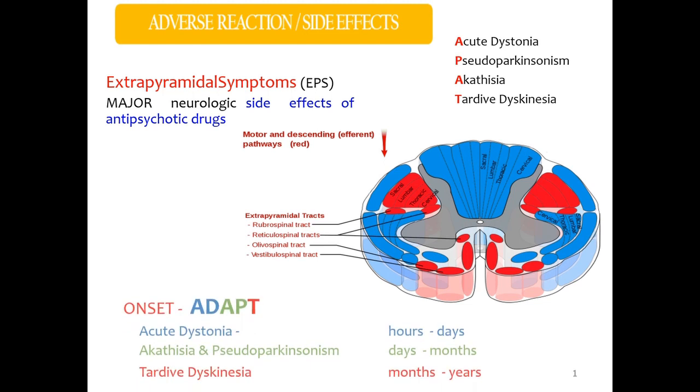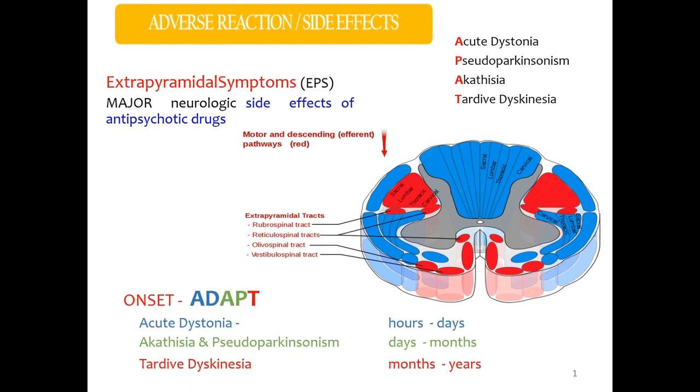With respect to the onset, if it is acute dystonia, it will happen only for hours to a number of days, and it will stop from there. However, if there is akathisia and pseudo-Parkinsonism, this may last for days to months. It's quite longer. But the longest of them all will be the tardive dyskinesia, and this will happen from months to years of taking antipsychotic drugs. In our later discussion, we will talk about the details on what is acute dystonia, what is pseudo-Parkinsonism, what is akathisia, and what is tardive dyskinesia. Let's continue with the next slide.